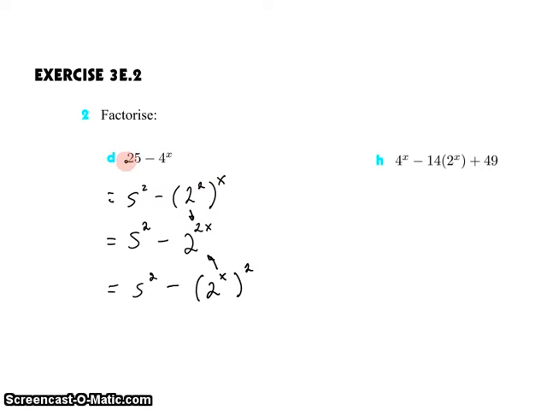So this is 5 squared take 2 to the x squared, which is difference of squares, which means factorized it's going to be 5 take 2 to the x times 5 plus 2 to the x.